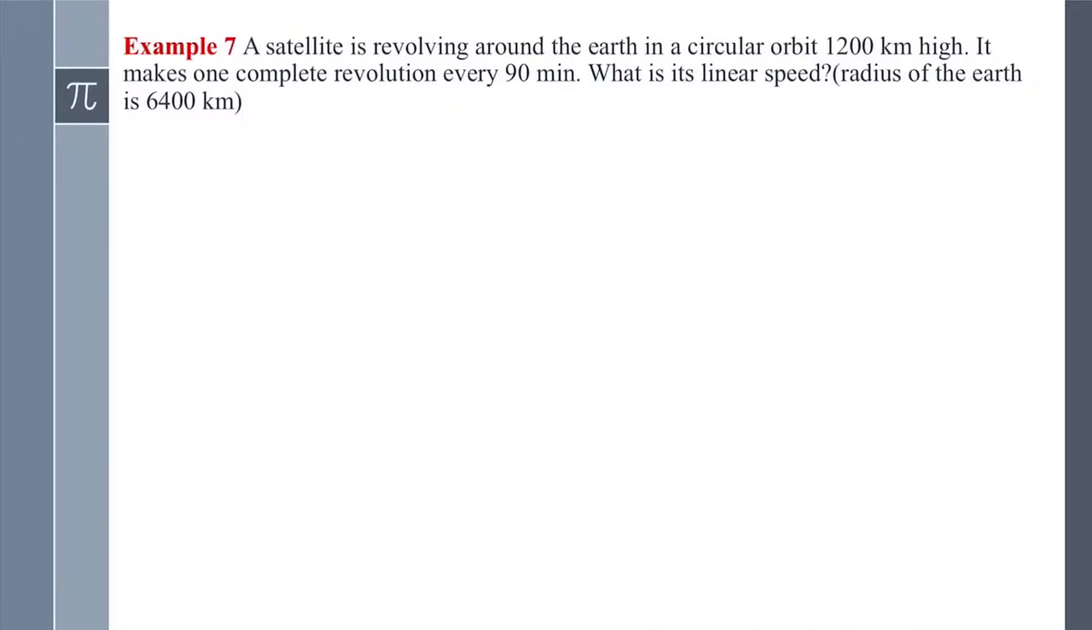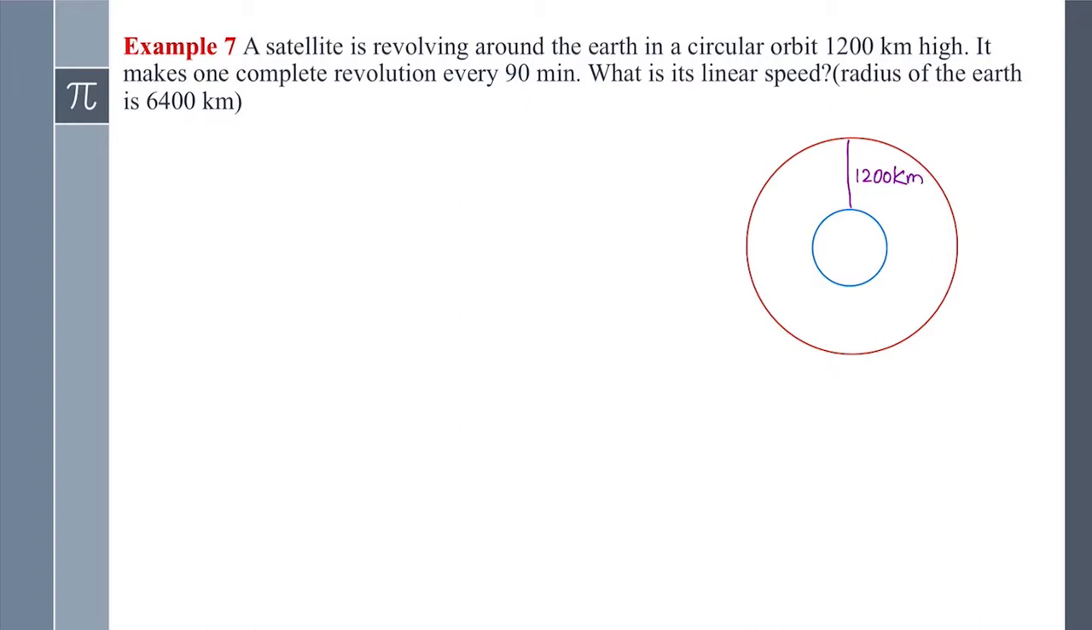Now let's look at this example. A satellite is revolving around the Earth in a circular orbit 1200 kilometers high. So let's say this is the Earth, and then there's a satellite revolving around the Earth. Let's say this is the orbit of that satellite. Now it says the height of the satellite from the Earth is 1200 kilometers, so this distance is 1200 kilometers.